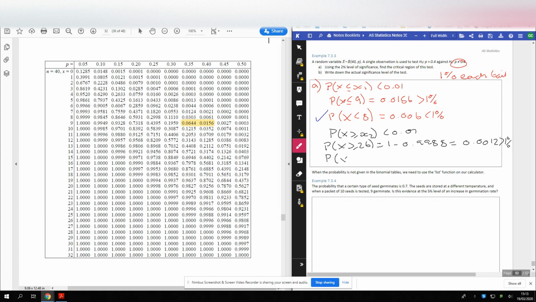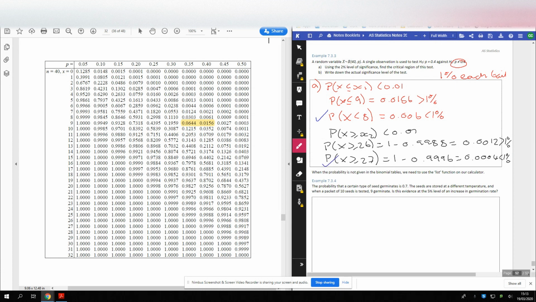The probability that x is greater than or equal to 27 is 1 minus 0.9996, which is equal to 0.0004, which is less than 1%. So I'm going to take that one.